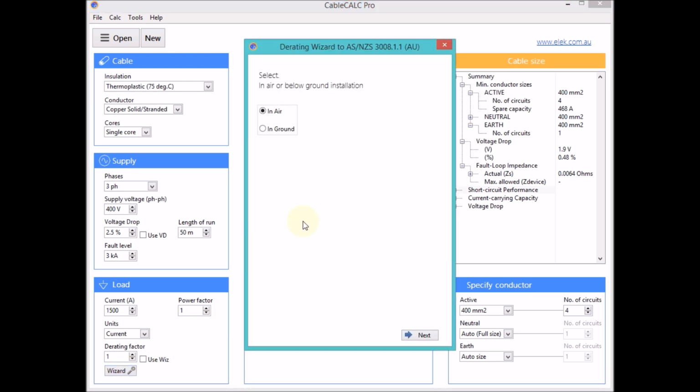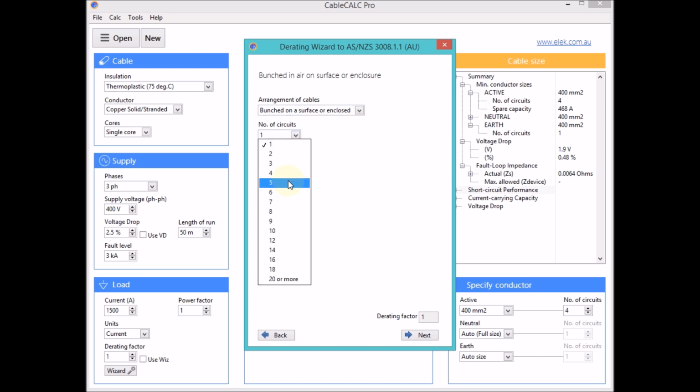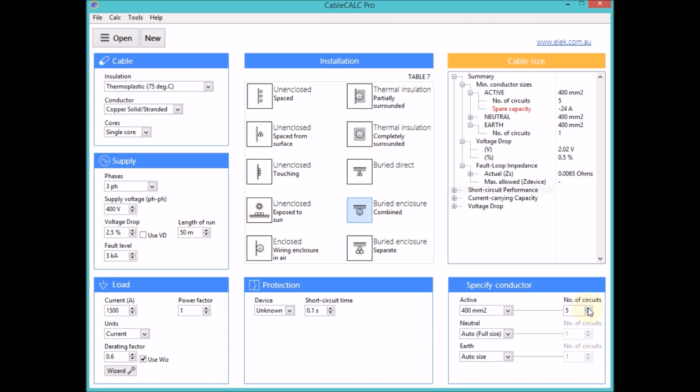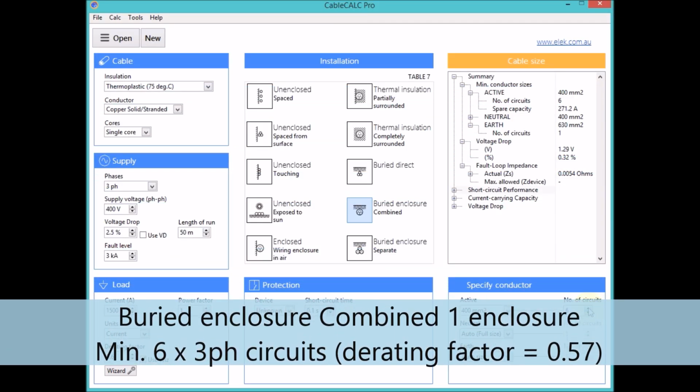Next we open the derating wizard. According to the standard, for this scenario, the derating factor shall be calculated based on all the circuits inside a single duct as being enclosed in air. The overall derating factor as per table 22 is 0.6 for 5 enclosed circuits. As can be seen, the current rating of 5 derated three-phase circuits is only just short by 24 amps. Therefore, 6 parallel three-phase circuits are required for this scenario.